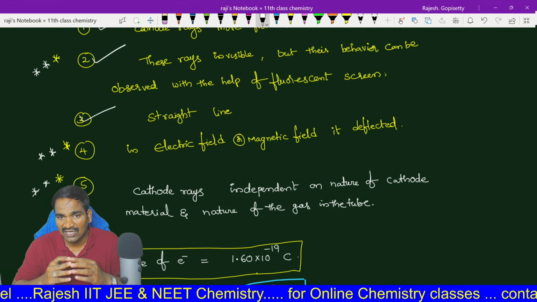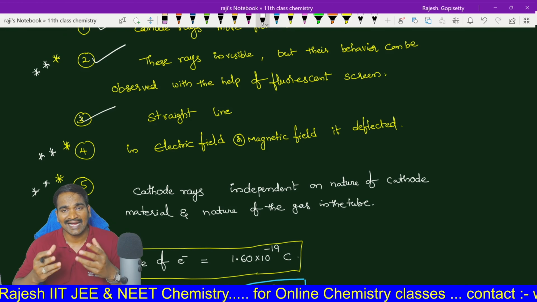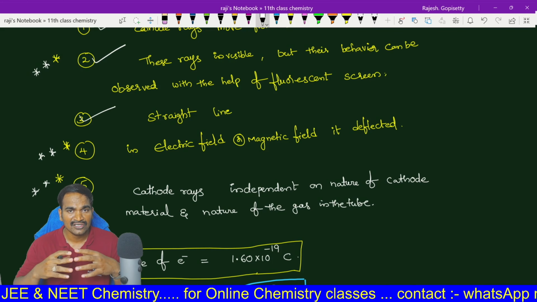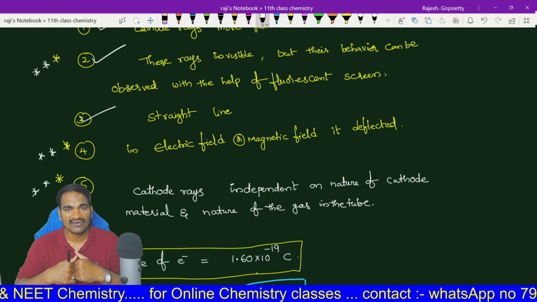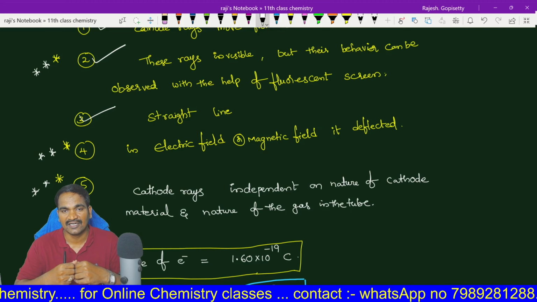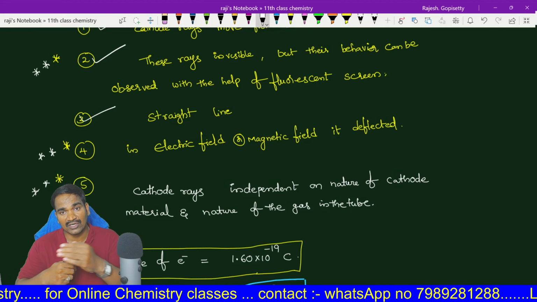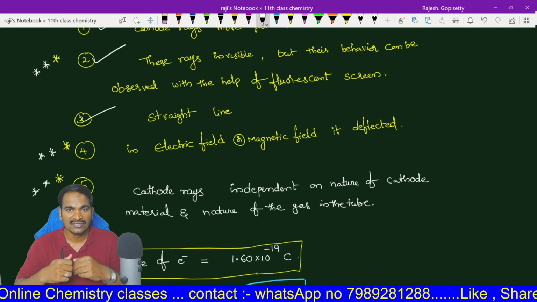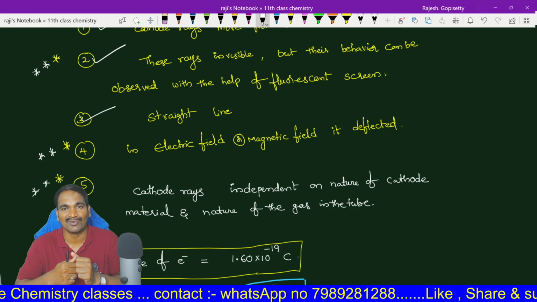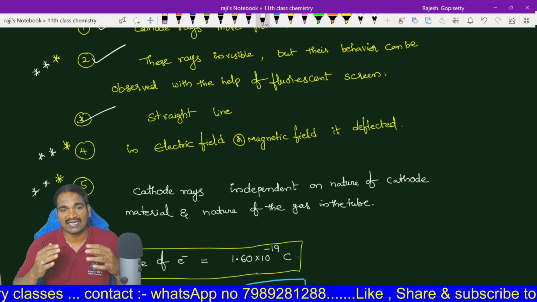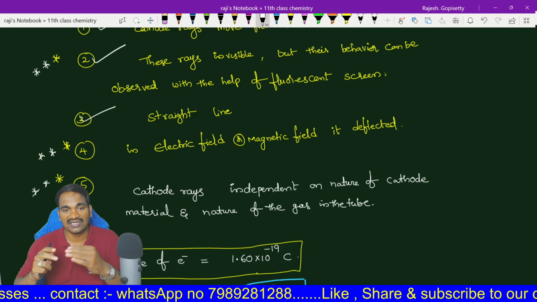I think you may get one doubt. Whenever you use magnetic and electric field, what will happen, sir? When you apply electric and magnetic field, they deflect towards the favorable direction side. That means, for example, if you apply a magnetic field, these cathode rays deflect towards the south pole side. Whenever you apply an electric field, they deflect towards the positive pole side. So if you apply electric and magnetic field, the cathode rays deflect.